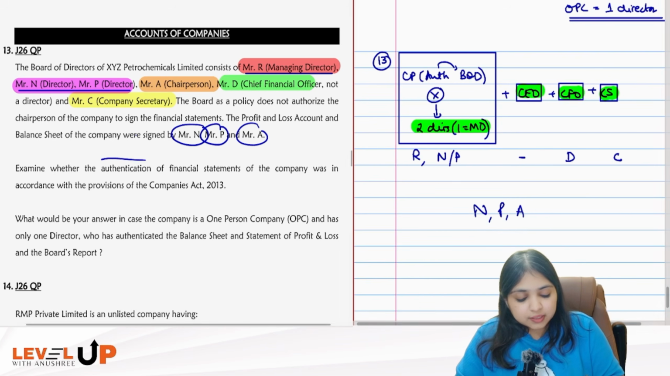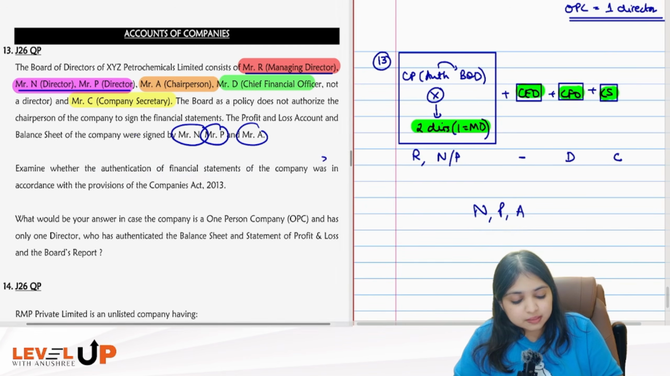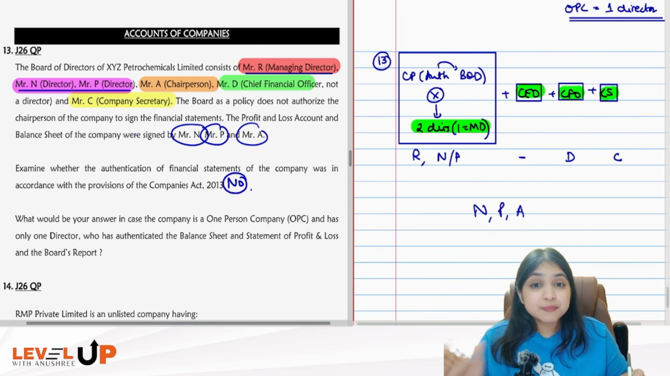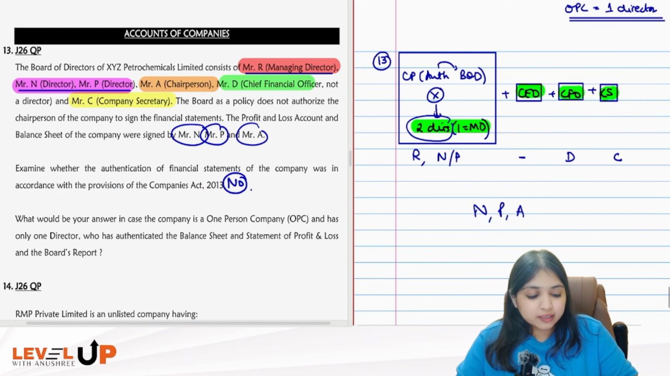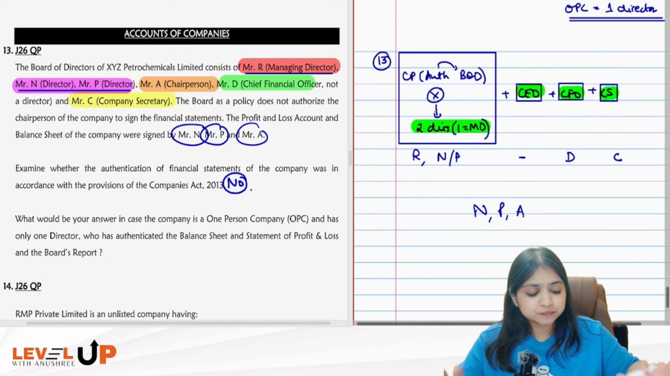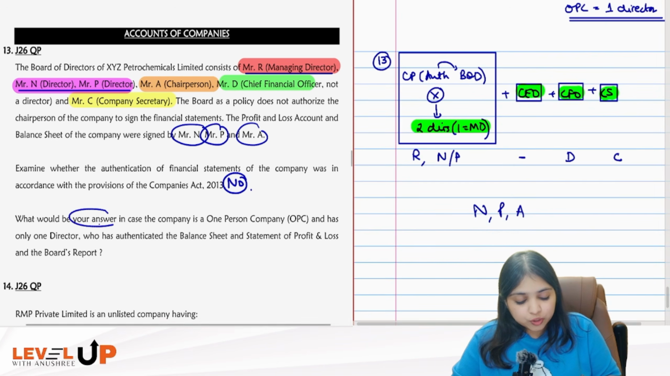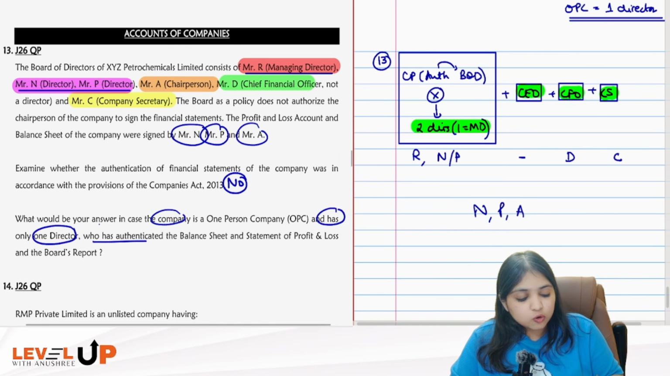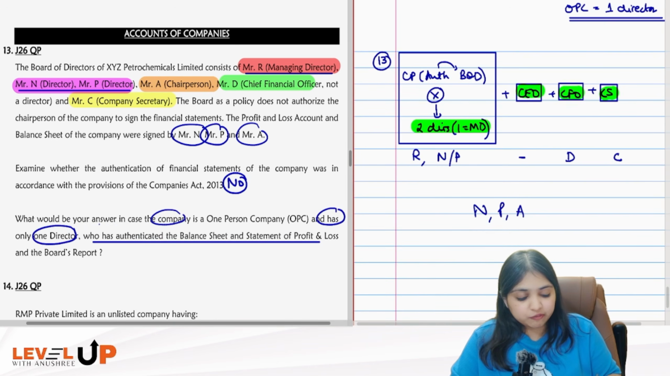So examine whether the authentication of the financial statements was in accordance with the provisions of the Companies Act. No, it is not in accordance with the provisions of the Companies Act. As per the Companies Act, in this question, 2 directors, one of which is managing director, CEO, CFO and CS, these are the 4 people who have to verify. Here it's definitely not as per the Companies Act. Then they're asking what would be your answer in case the company is a One Person Company and has only one director who has authenticated the balance sheet and statement of P&L account.